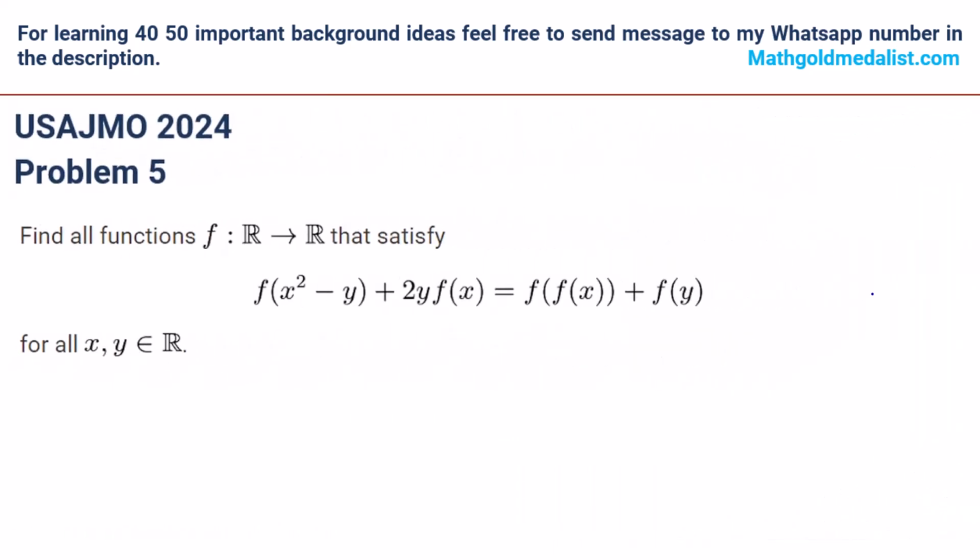JMO 2024 problem 5. It says find all functions f from R to R, real numbers to real numbers, that satisfy f(x² − y) + 2y f(x) = f(f(x)) + f(y) for all x and y in real numbers.